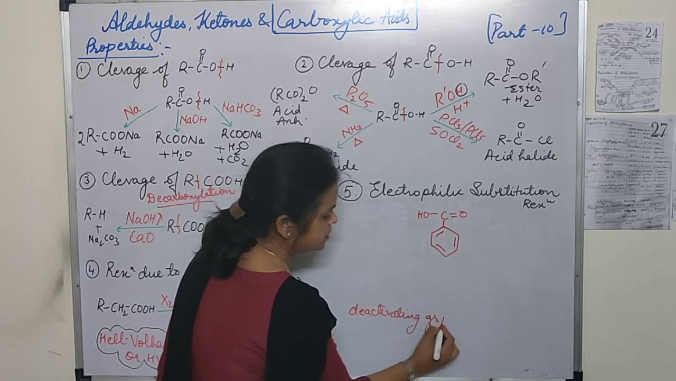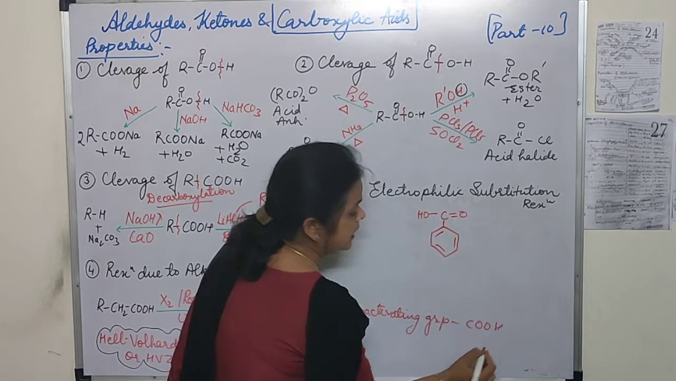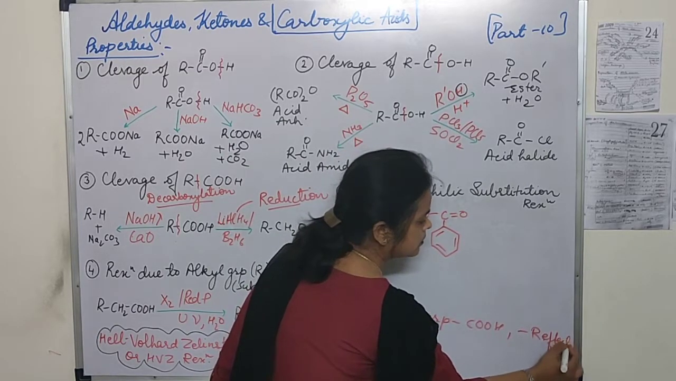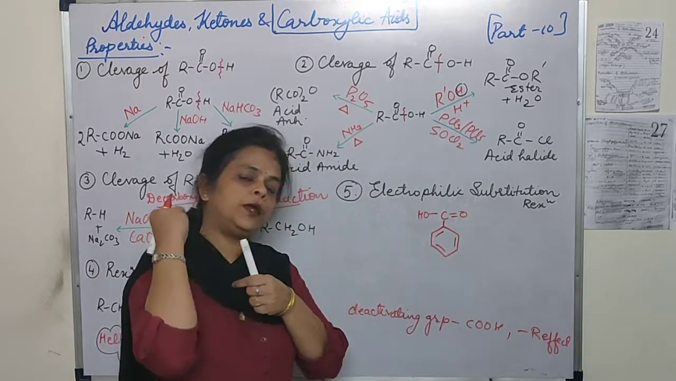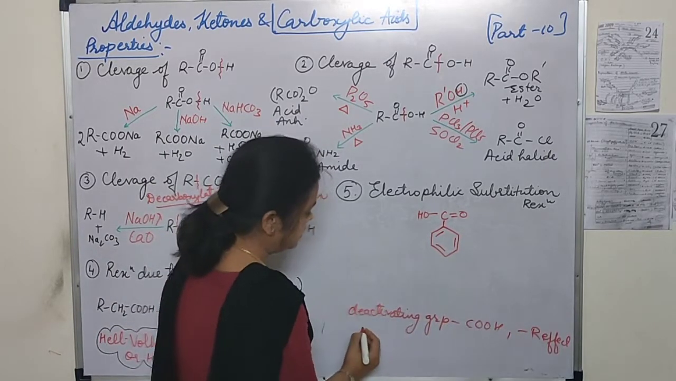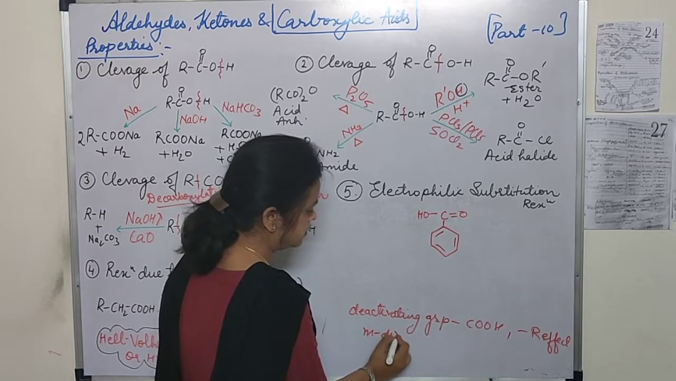Deactivating group, which one? COOH, and exerting minus R effect. What is minus R effect? The movement of electron away from the benzene ring. It is the meta directing group.